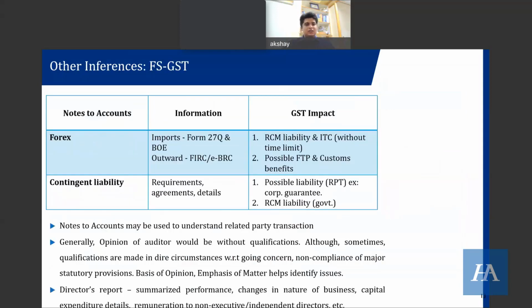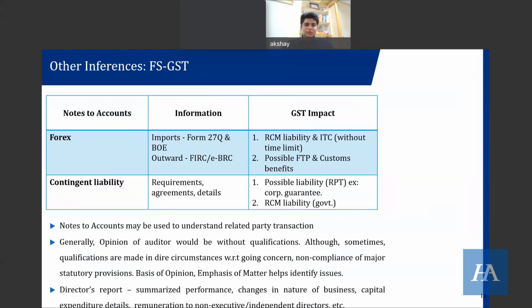Coming to other inferences under financial statements and GST. Now, this is information which does not come in the profit and loss account or the balance sheet. These ideally come only in the notes to accounts. So in the forex note, you get information with respect to imports. You get it with respect to outward also.